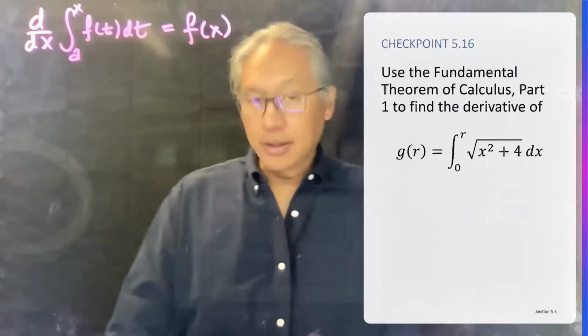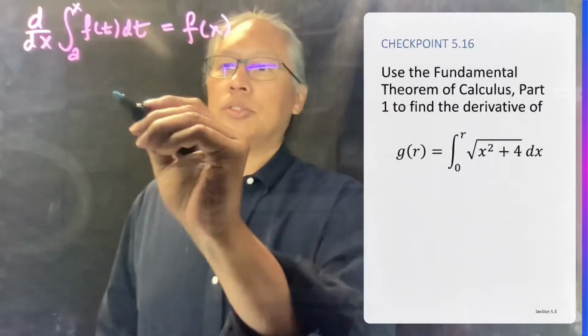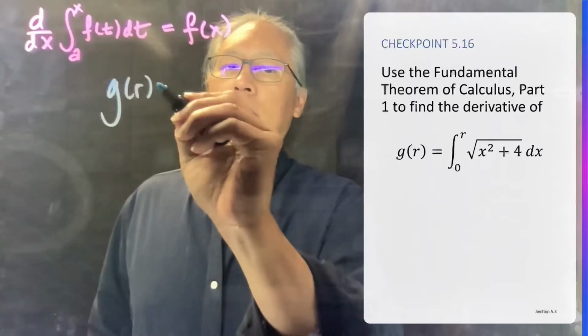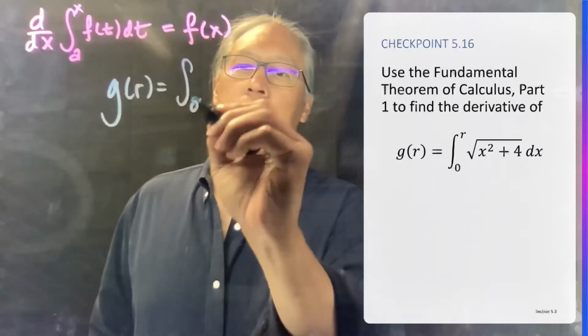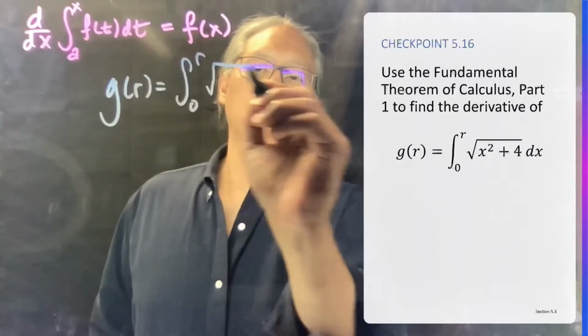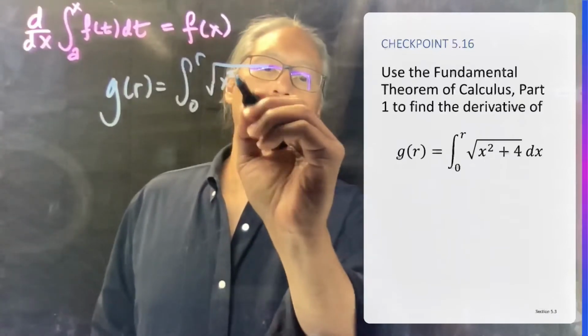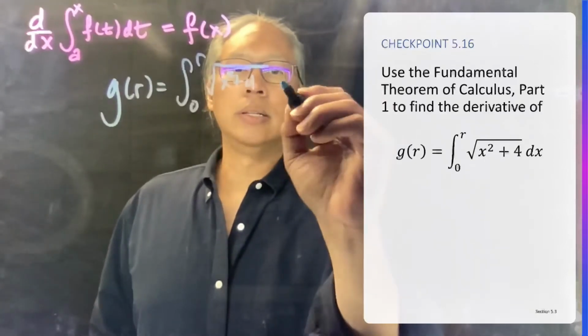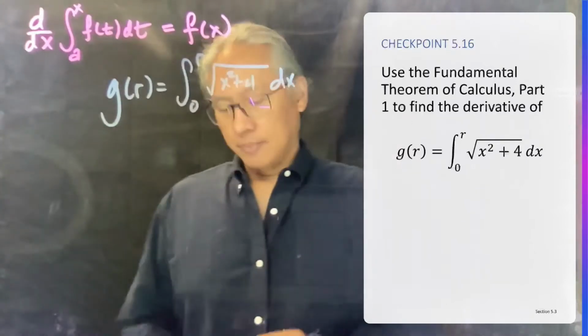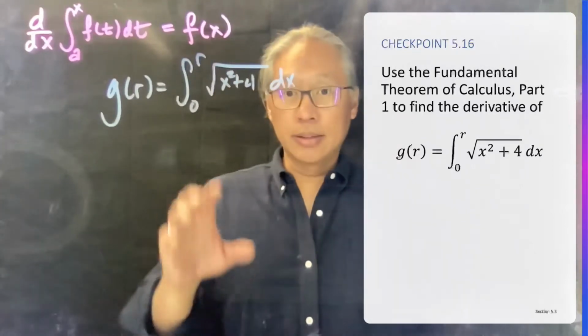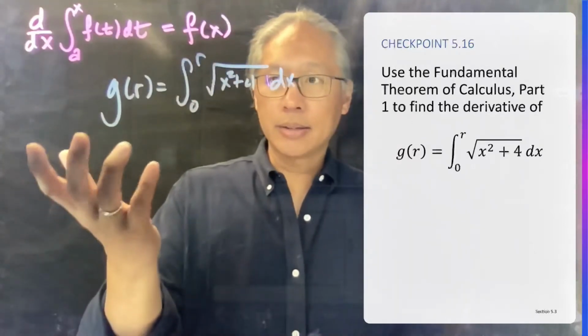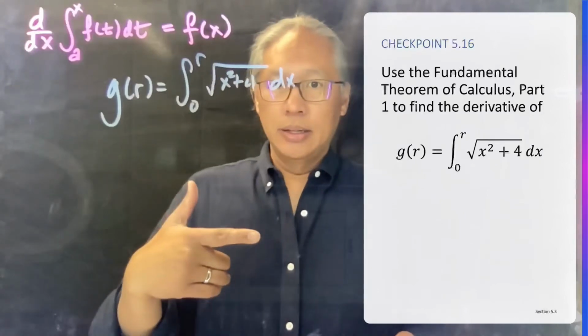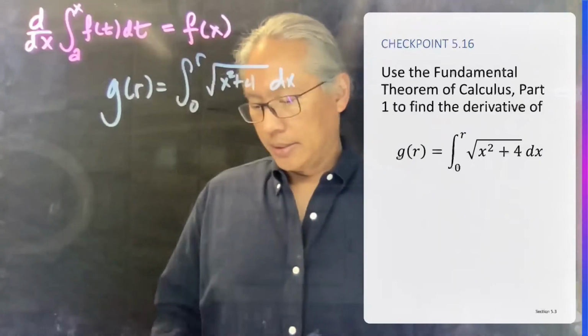And so if we take a look at the problem that's given, g of r is equal to the integral from 0 to r of the square root of x squared plus 4 dx. Now it's saying the exact same thing, except they have the variables in different places.